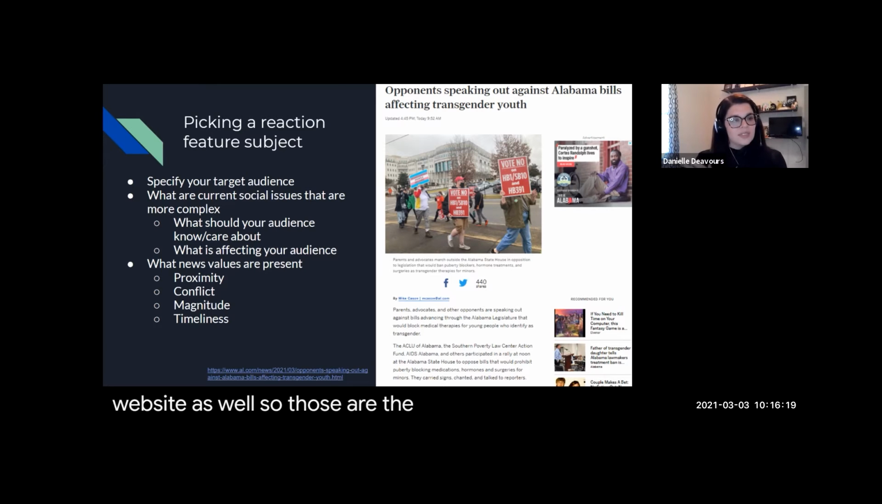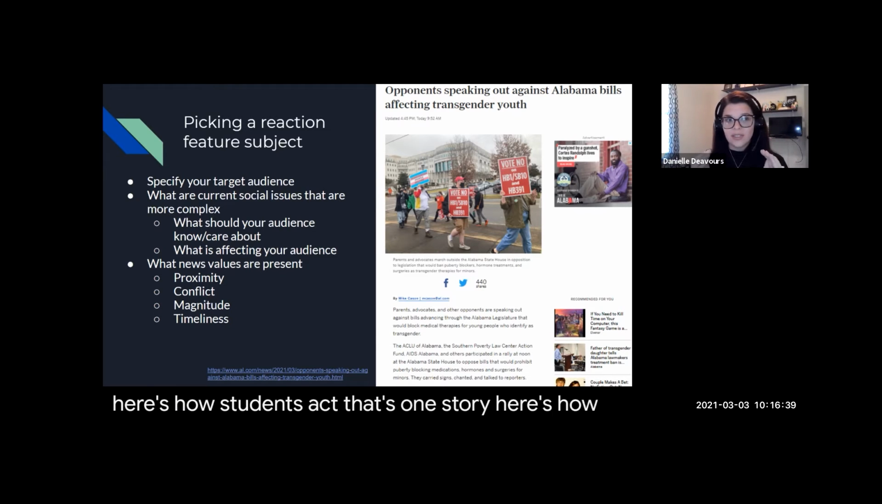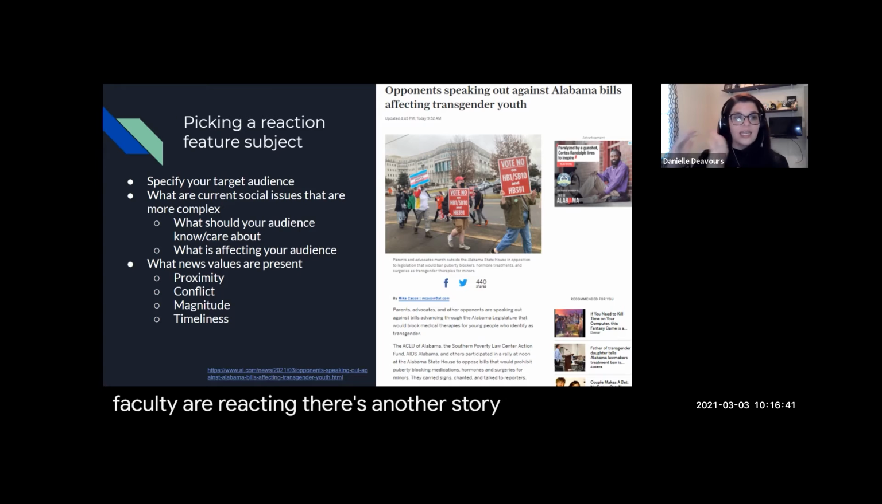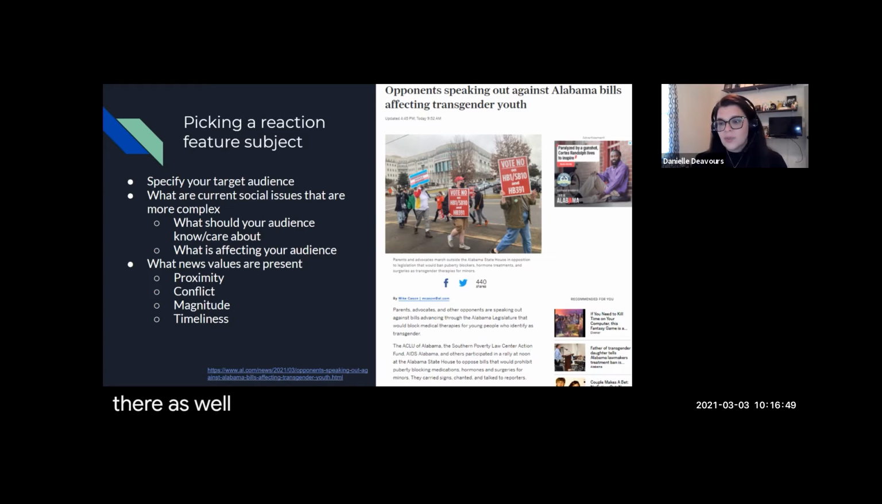Those are the different types of target audiences that we could have, and you need to know who you're really speaking to. If you're speaking on coming back this fall in person, you can even break it down in terms of those audiences. Here's how students react. That's one story. Here's how faculty are reacting. There's another story. Here's how it affects alumni, donations, finances, and bring it there as well. So knowing your target audience is very important in terms of finding a reaction piece.